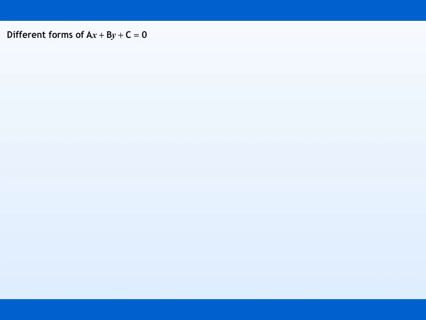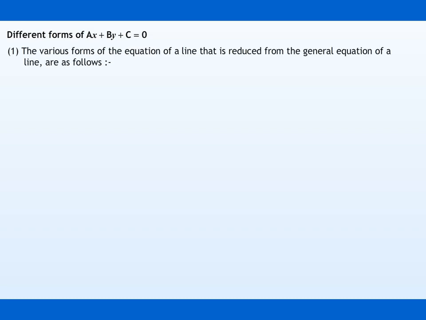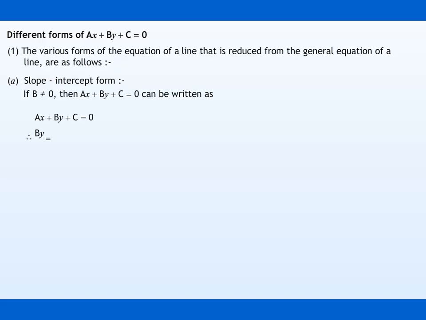Different forms of ax plus by plus c is equal to 0. The various forms of the equation of a line that are reduced from the general equation of a line are as follows. A. Slope-intercept form. If b is not equal to 0, then ax plus by plus c is equal to 0 can be written as ax plus by plus c is equal to 0.